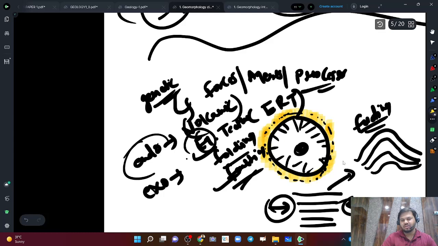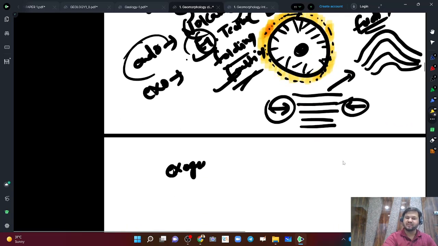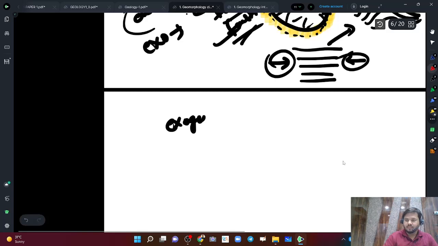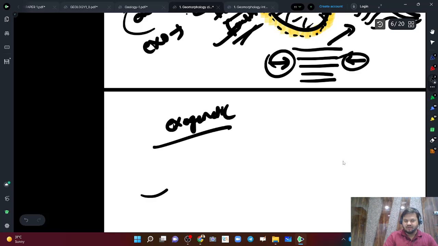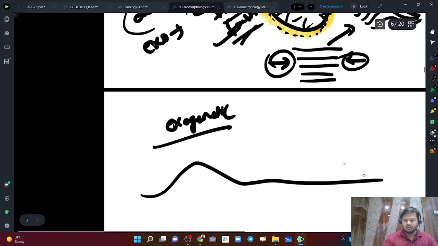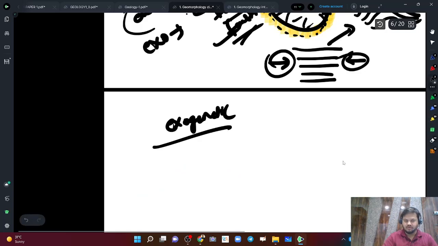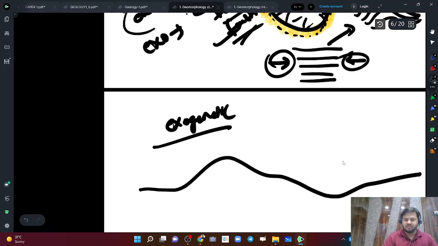These are exogenetic forces. Okay, can anybody tell me some examples of exogenetic forces or processes which happen on the surface of the earth and affect landforms? Suppose this is the surface of the earth, this is a mountain. Wind, river. Yes, very good.